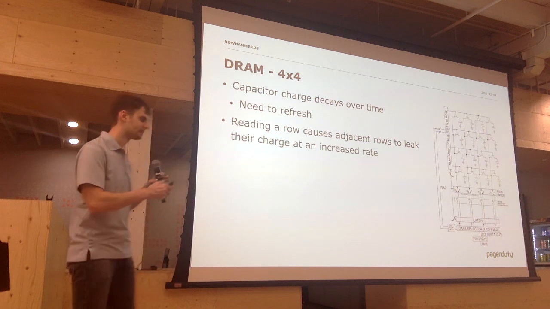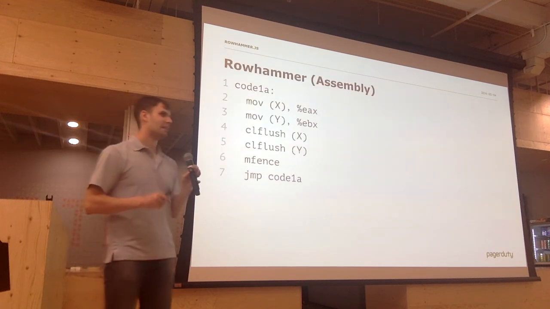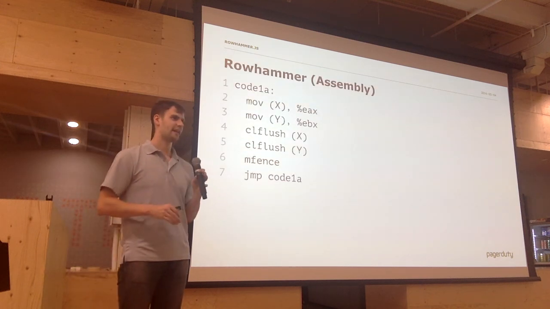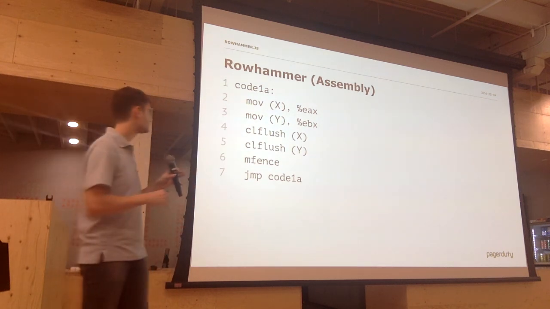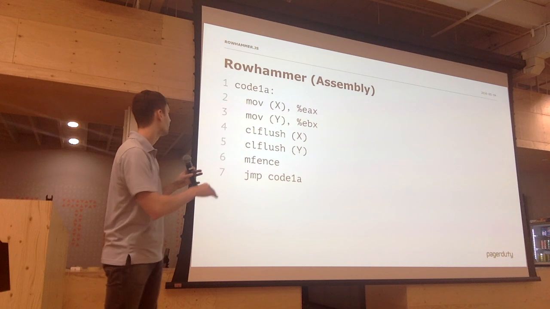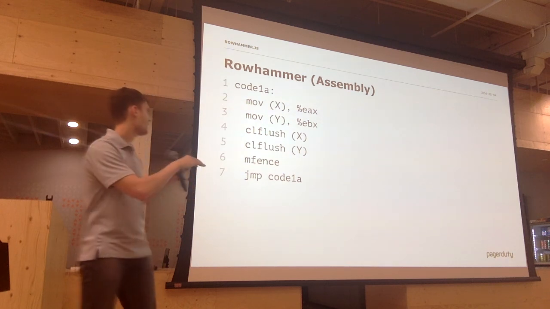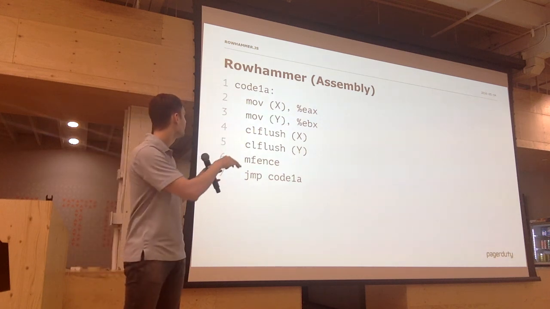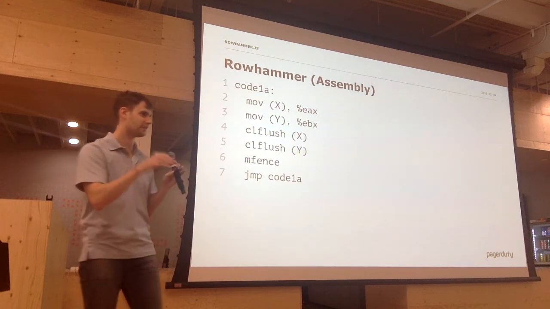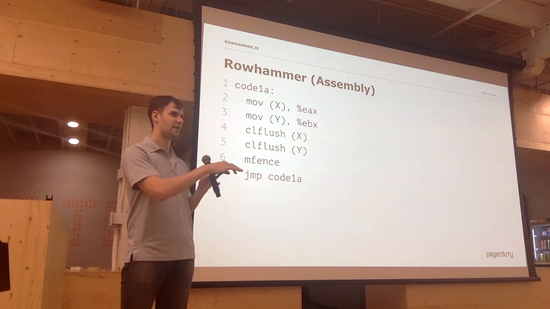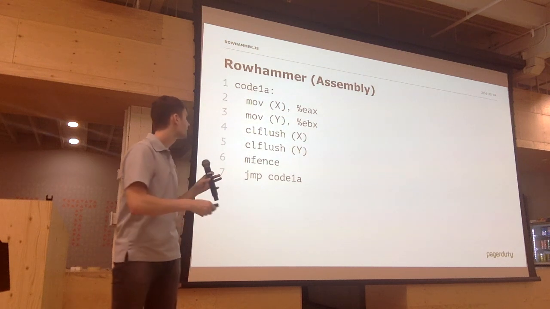No? Okay. So this is the original Rowhammer attack, at least the part to exhibit Rowhammer. This is some assembly code. The first bit, lines 2 and 3, just says read the memory at address X and put it into a register, so what we're doing is reading from memory.